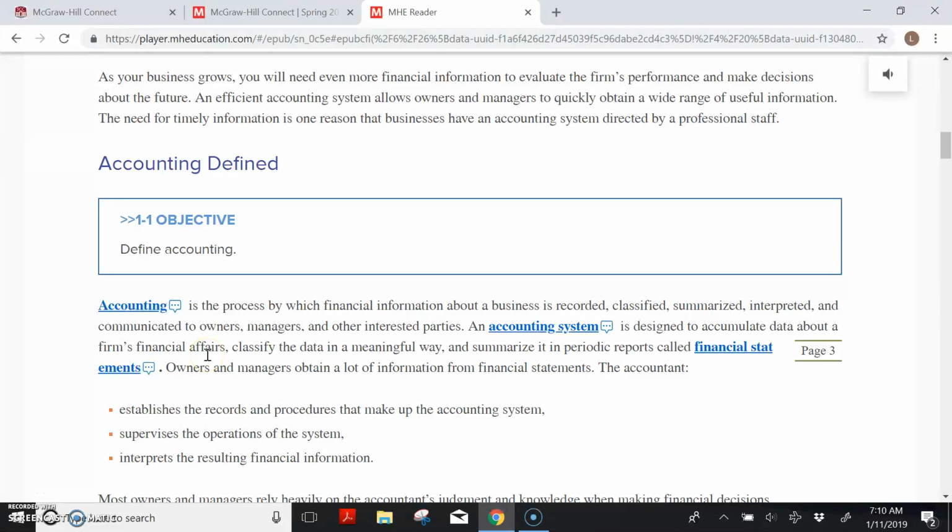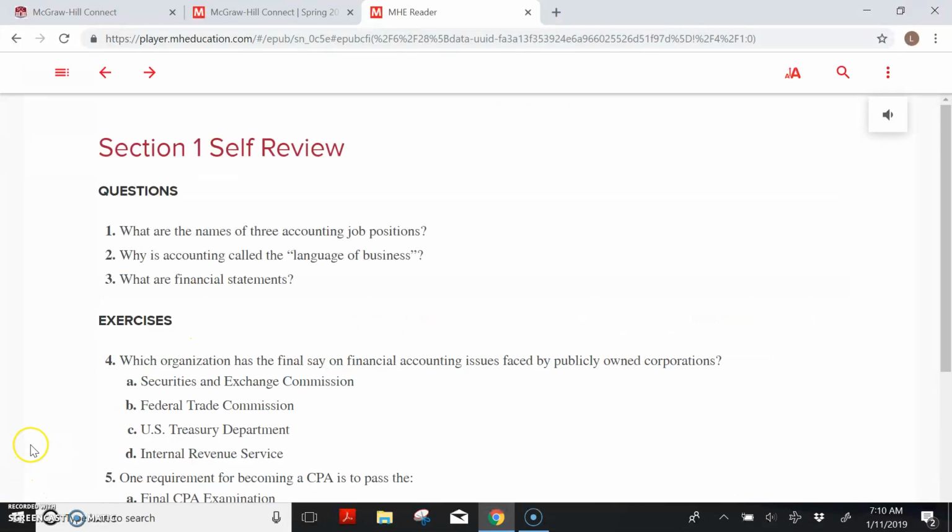So as you read Chapter 1 and future chapters, I want you to pay particular attention to definitions and accounting terms. After each chapter section, you'll find a short set of self-review questions. These questions are a good opportunity to test yourself on what you have learned in the section. The answers to the self-review questions are provided at the end of the chapter, so spend a little time answering these questions and checking your answers.